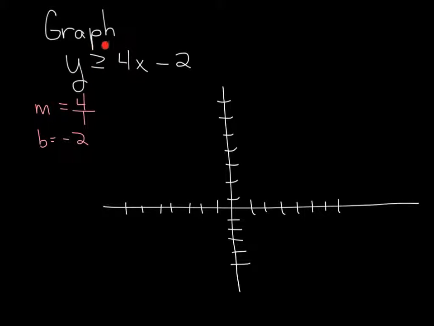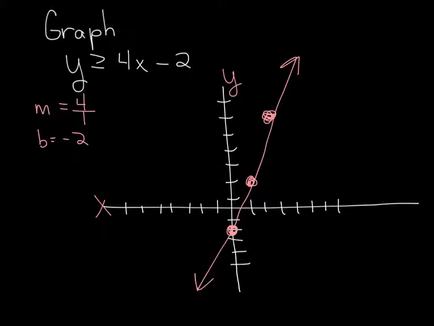So this graph, until I talk about shading, is going to look exactly like y equals 4x minus 2. So we go to our negative 2. Remember, this is our y-axis and this is our x. So we're going to go to negative 2, and now we go up 4: 1, 2, 3, 4 over 1. Okay, that may be all I do. And this time I am forming a solid line.